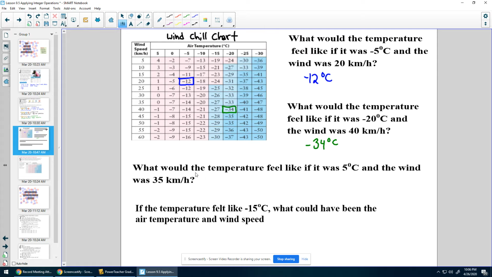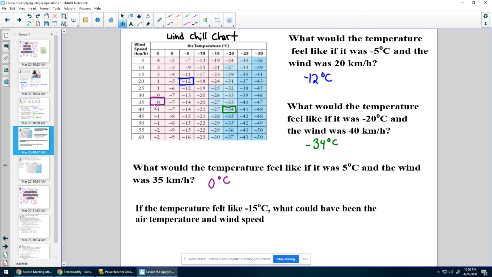Okay. So the temperature would feel like when it's 5 degrees, so we're looking at 5 degrees here, and the wind was 35 kilometers an hour. So that would be right here. 0 degrees Celsius. And we have this last one. If the temperature felt like -15 degrees Celsius, what could have been the air temperature and wind speed? So let's pick a different color. I'll use red.